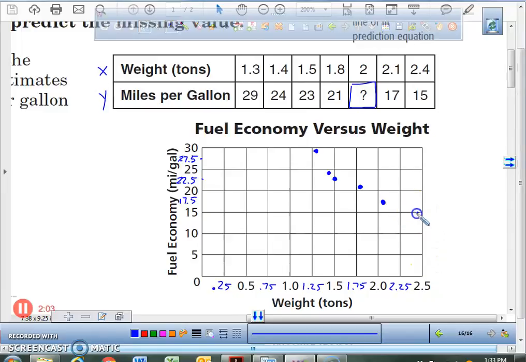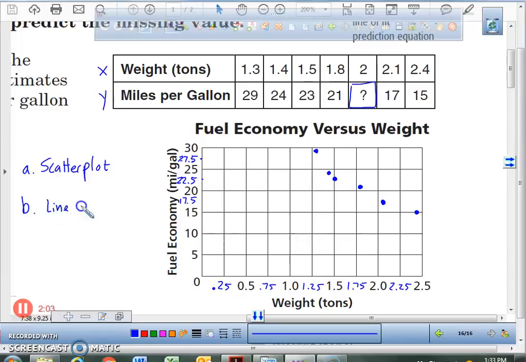15. How's that look, Jacob? Right about there. How's that look? That looks good. Looks good? All right. So there's our scatter plot. So the first thing we want to do is we want to draw a decent scatter plot. All right, that's answer choice A. So A, I want you to draw an accurate scatter plot. B, we're going to use all the points to make a prediction equation.